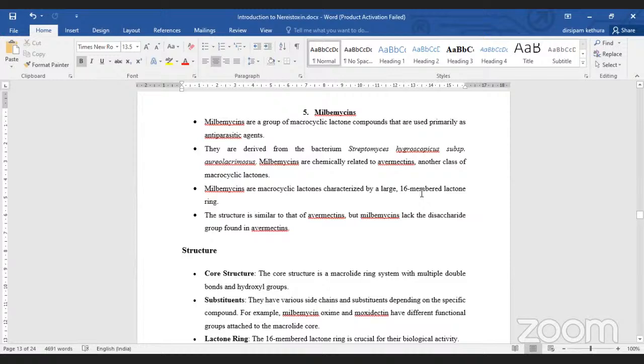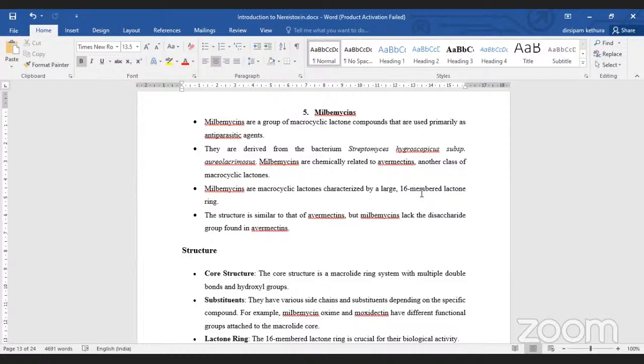These are a group of macrocyclic lactone compounds. In our previous class also, we studied these macrocyclic lactone compounds, where you saw avermectin is a type of macrocyclic lactone compound. There is a slight variation in the structure, but more or less all are the same. These milbemycins are used primarily as antiparasitic agents, and they are derived from the bacterium Streptomyces hygroscopicus subspecies aureolacrimosus, and milbemycins are chemically related to avermectins.